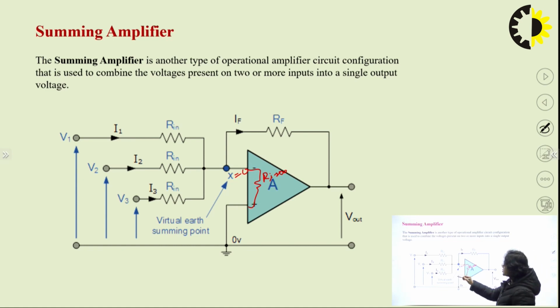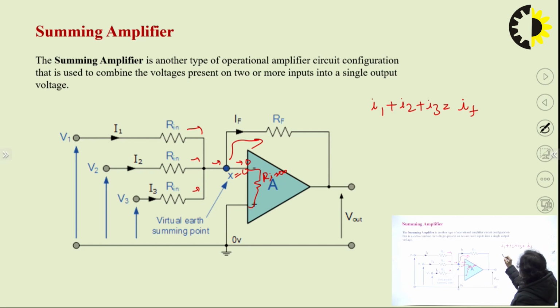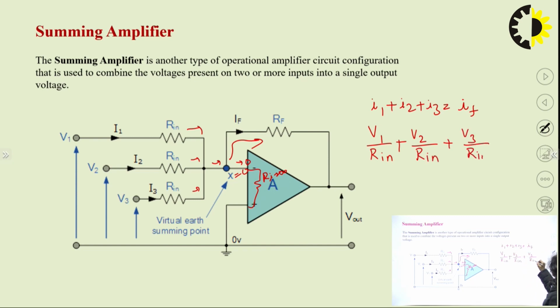Hence, using this circuit we can say that I1 plus I2 plus I3 is equal to IF. Since the input current is 0, all these currents combined flow to the output terminal. And we can see from here that I1 is V1/Rn, I2 is V2/Rn, I3 is V3/Rn, whereas IF is (0 minus Vout)/Rf.